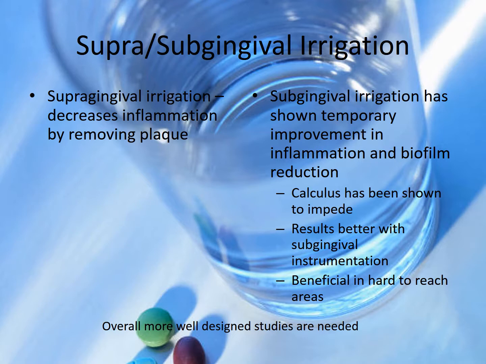Therefore, if you do scaling and root planing in addition to the subgingival irrigation, the results have shown improvement. And subgingival irrigation actually works very well in hard to reach areas. But overall, we need more well-designed studies to truly say that subgingival irrigation is necessary.